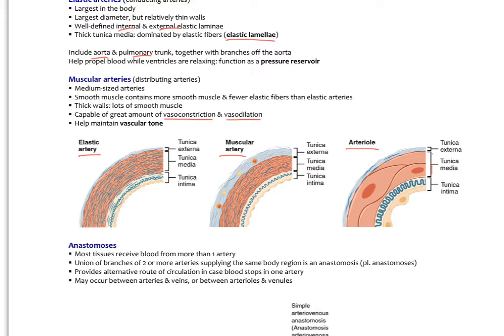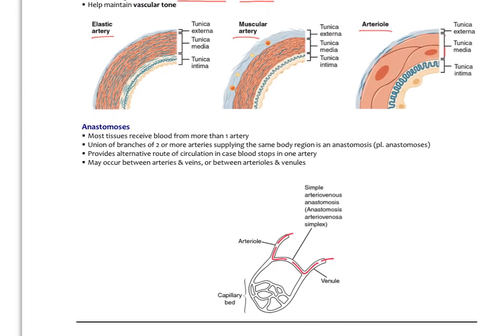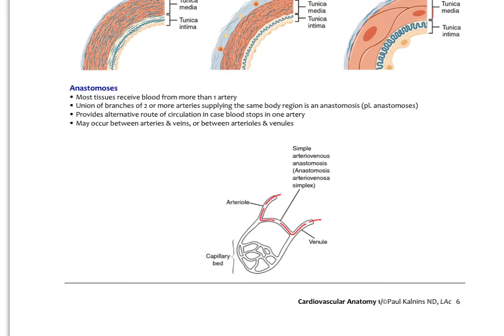Another important concept would be the anastomoses. So anastomoses are the fact that most tissues receive blood from more than one artery. And so we have in this picture down here, for example, a capillary bed here. We see an incoming artery. Many tissues have a little connection that goes straight to the vein.